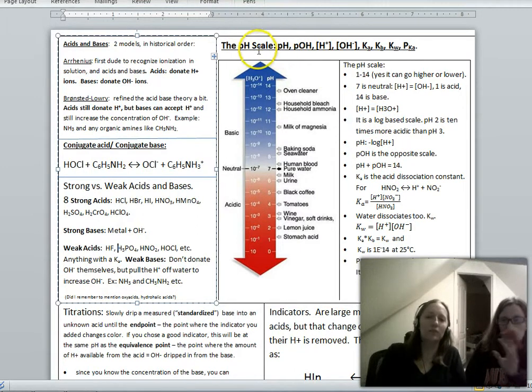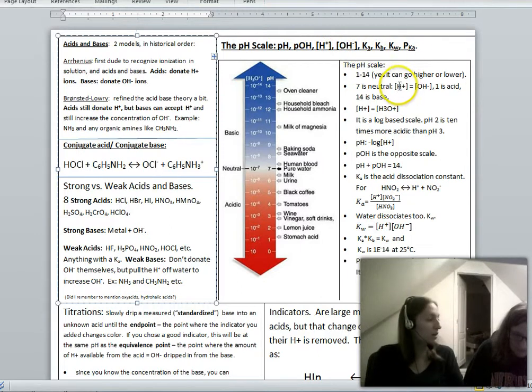All right, the pH scale. We're going to learn about pH, pOH, hydrogen ion concentrations, hydroxide concentrations, Ka, Kb, Kw, and pKa. Is this all on the test? Oh yeah, totally.